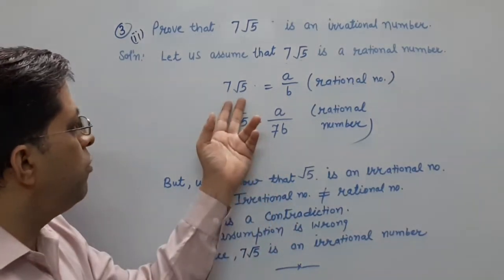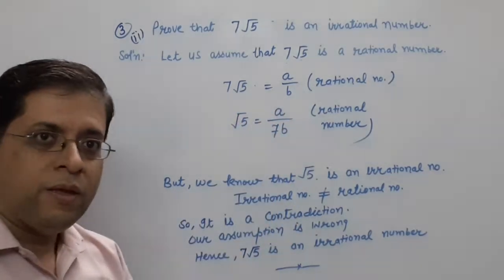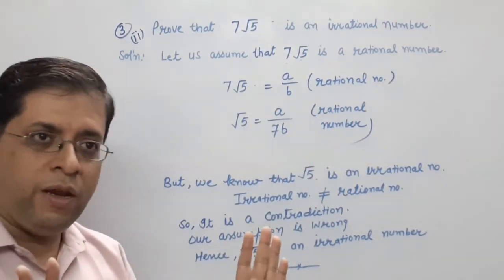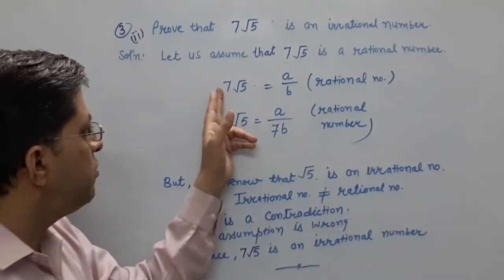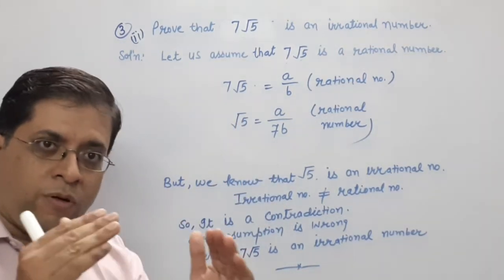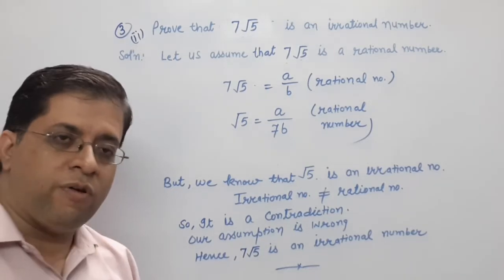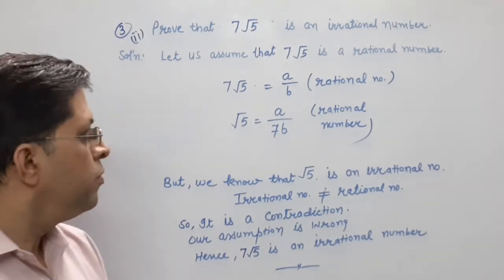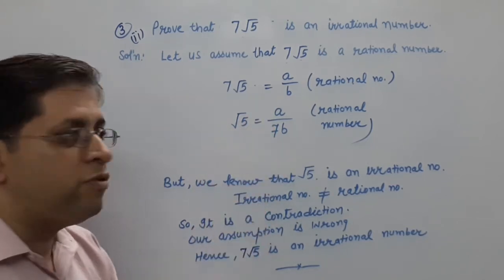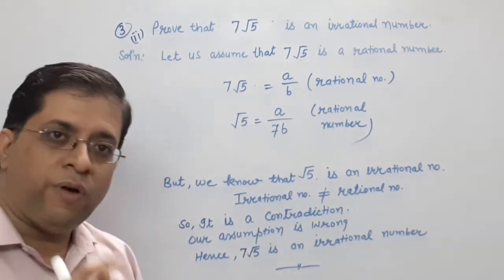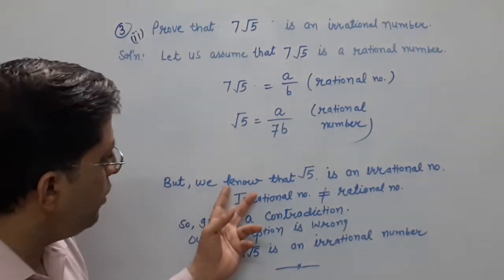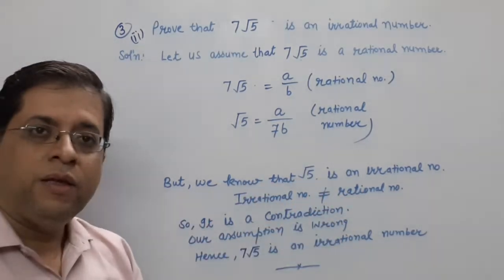So 7 root 5 is equal to a upon b, and a upon b is a rational number. It is very clear. Then send 7 down here. What is coming? a upon 7b, and a upon 7b is clearly a rational number. So root 5 is equal to a upon 7b. But root 5 is what? We know that root 5 is an irrational number.